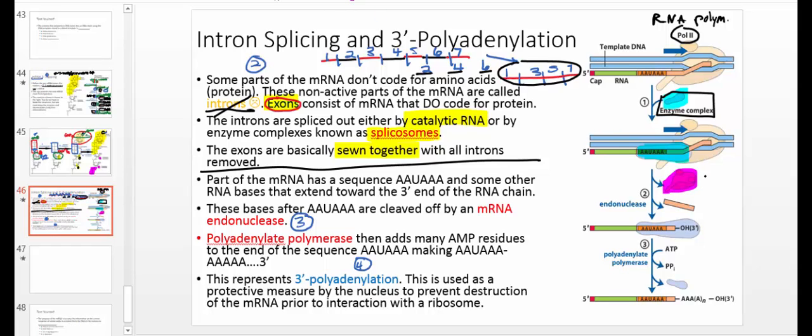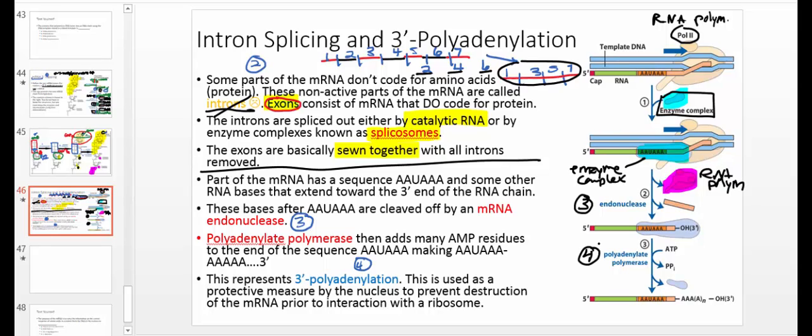This molecule right here, or this complex, is RNA polymerase. It dissociates. So what's going to happen now is we're going to take over with this enzyme complex. So the question is, what does the enzyme complex do? Well, the enzyme complex has a few enzymes associated with it. One of those enzymes is what I denoted as 3 right here. It's this endonuclease. The other one is an enzyme called polyadenylate polymerase.